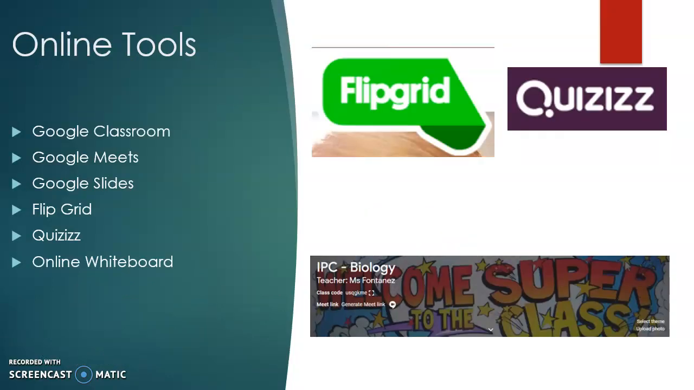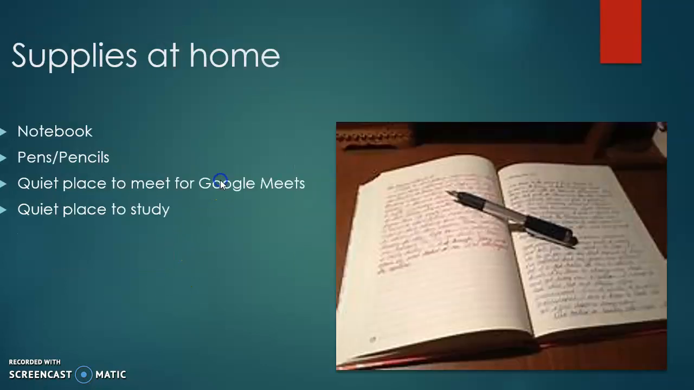Online tools. We're going to be using, of course, Google Classroom, Google Meets, and my website, Google Slides. We'll use Flipgrid and quizzes, among other things, okay, like online whiteboard. And make sure at home that you have a notebook or paper, okay, pens and pencil, quiet place to meet for Google Meets, and a quiet place to study.